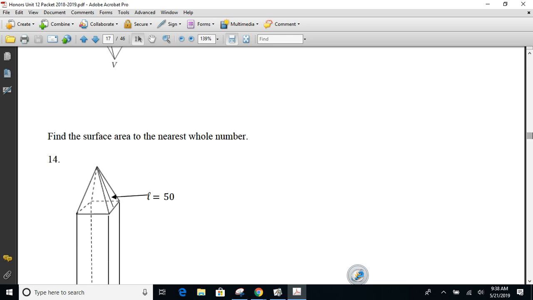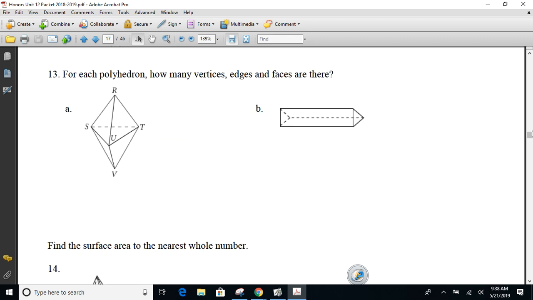Is RSVT like the base? Well, it's a face. Wait, this right. So SVT, it's showing you that there's, instead of one big face behind here, there's 2 faces. There's SRT and there's SVT. That's what that dotted line is showing you. Yep. It's just separating all the faces for you. Okay. Anything else? Good questions, guys.